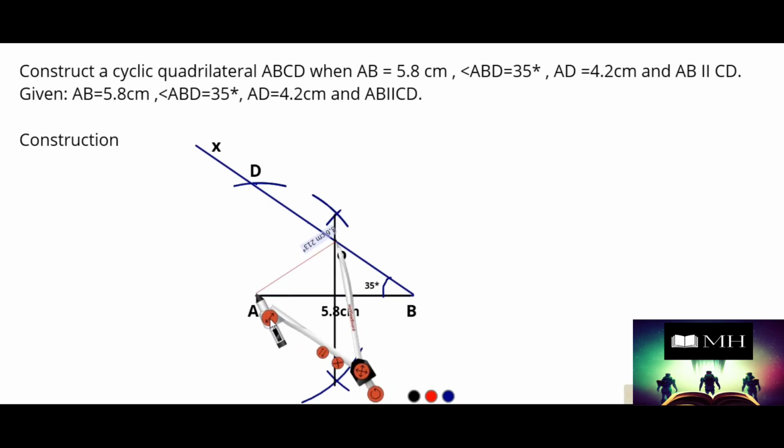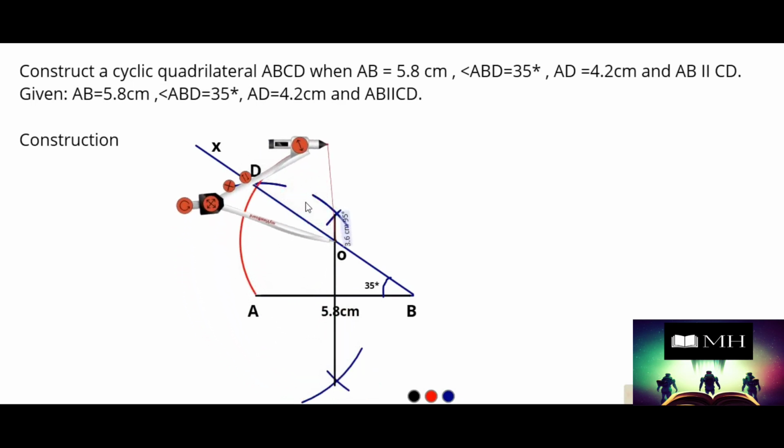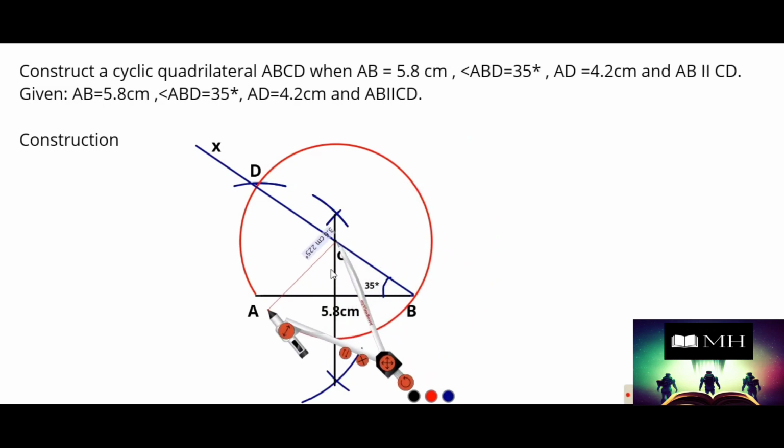Step 5, with O as center, draw a circle, joining D, A, B, D, where OA equals OB equals OD as radius. C, OA should be same as OB and OD in length.